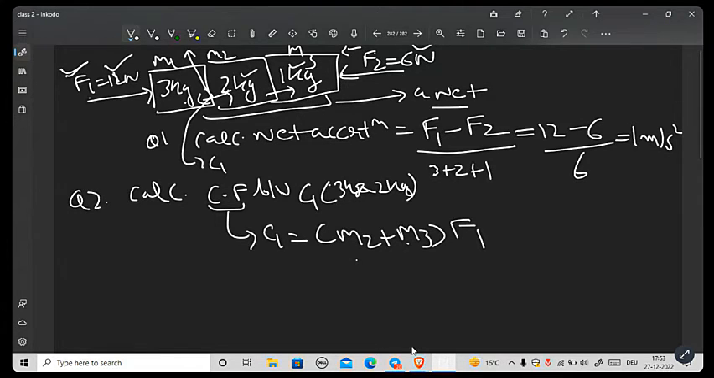ठीक है, जो कॉन्टैक्ट फोर्स 3 kg और 2 kg के बीच में होगी, वो किसके लिए रिस्पॉन्सिबल है? वो रिस्पॉन्सिबल है 2 kg और 1 kg दोनों को towards right push करने में. So this contact force C1 is pushing both the 2 kg and the 1 kg block towards the right side. That is why I have included the mass of both of them, M2 and M3. And why have I multiplied with F1? Because we multiply with that force which is not acting directly on both of them. So F1 is the only external force which is not acting directly on both the 2 kg and 1 kg block. So M2 plus M3 into F1 upon the net mass. The net mass of the system has to be taken.